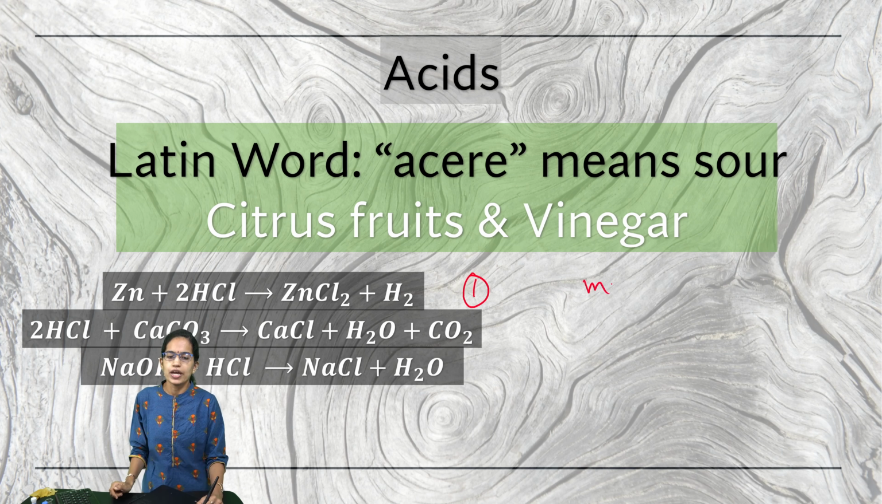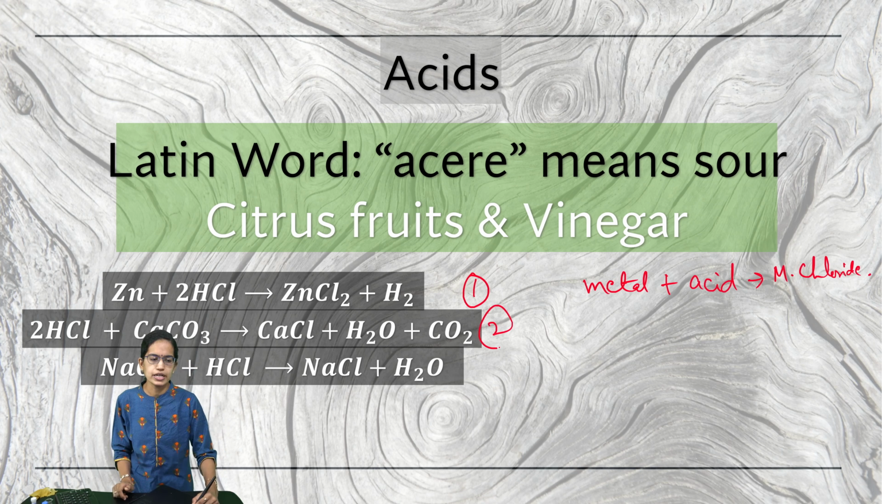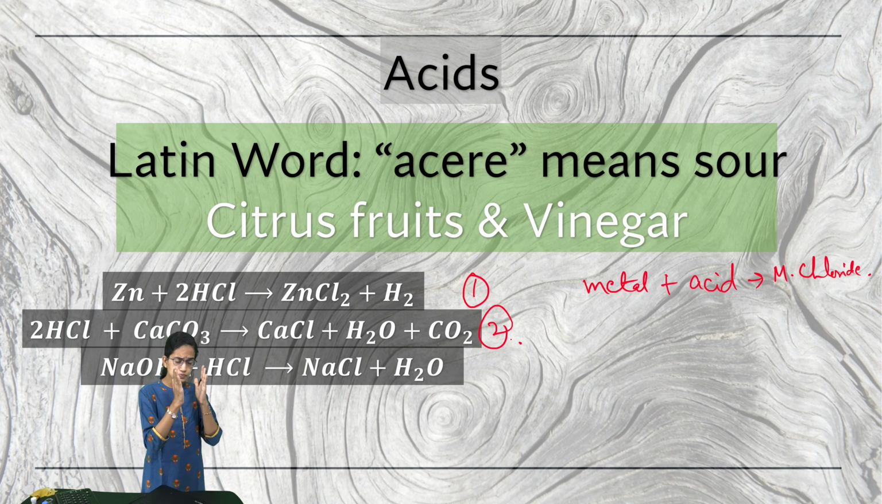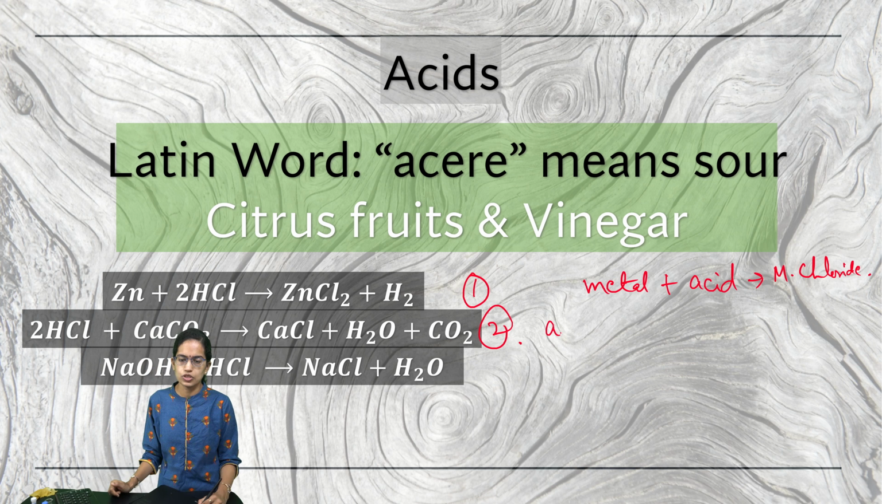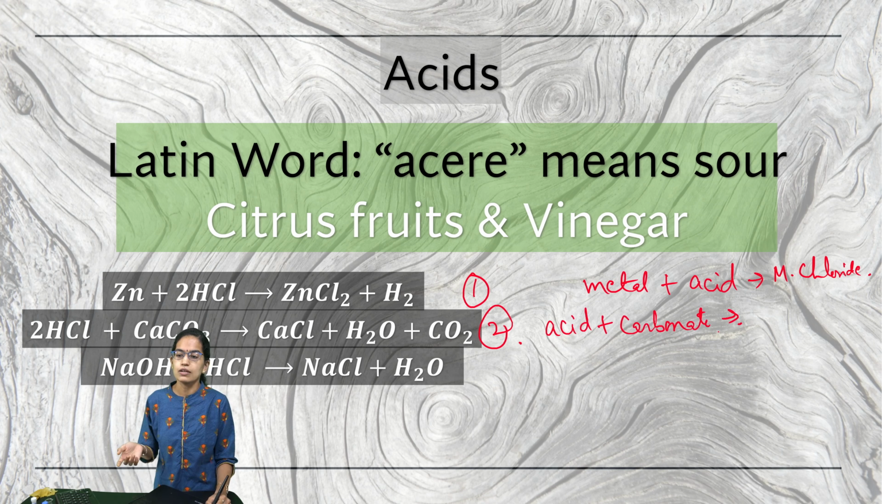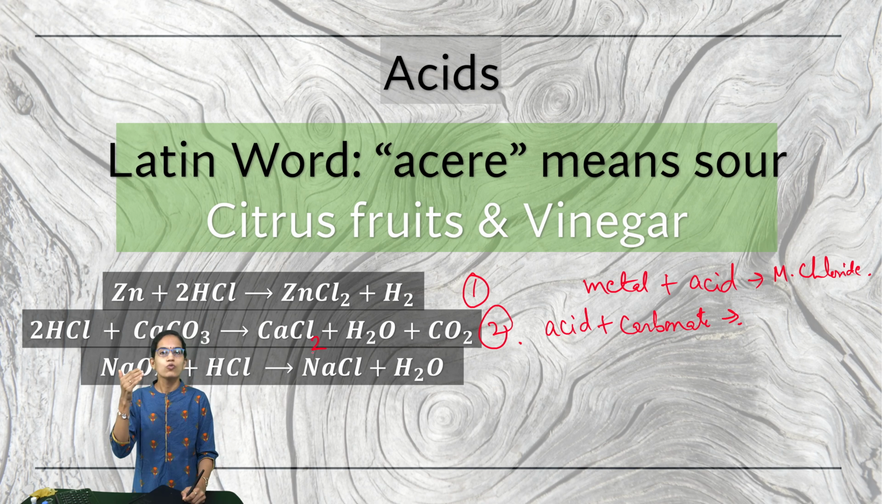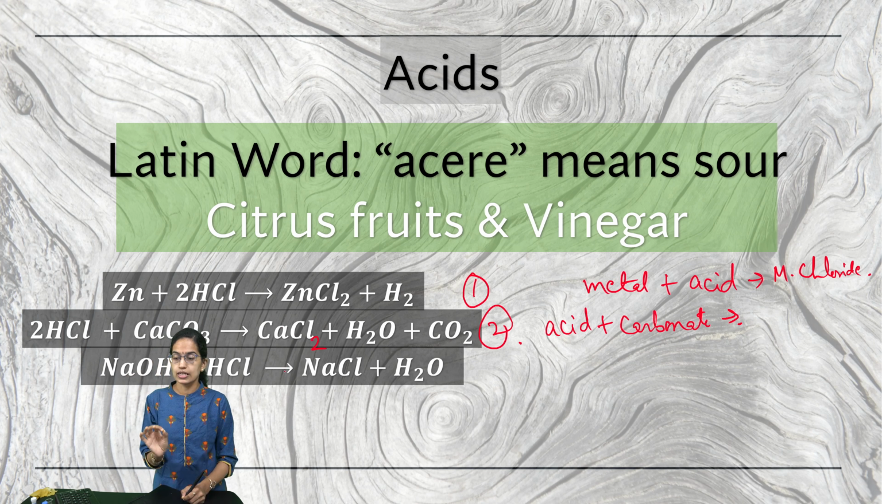And this is where metal reacts with acid. There is formation of metal chloride. Clear? The next important reaction that we understand is acid reacting with carbonates. What is the carbonate we are using here? Calcium carbonate, CaCO3. When acid reacts with carbonate, what is formed? Salts are formed. So, CaCl2, water and carbon dioxide are released.